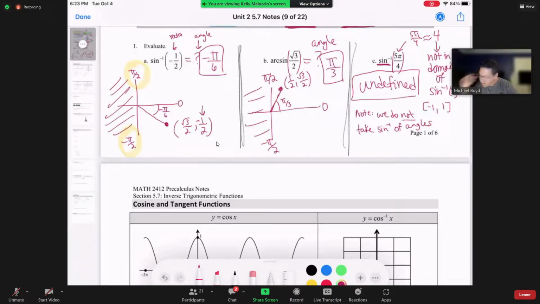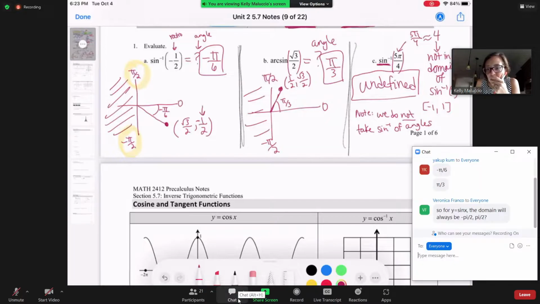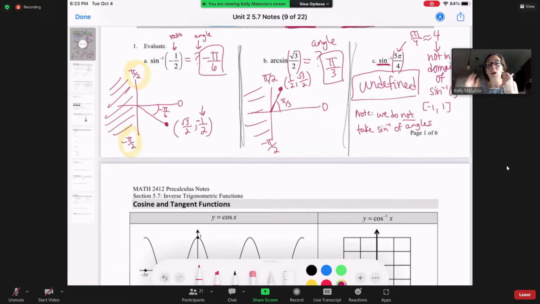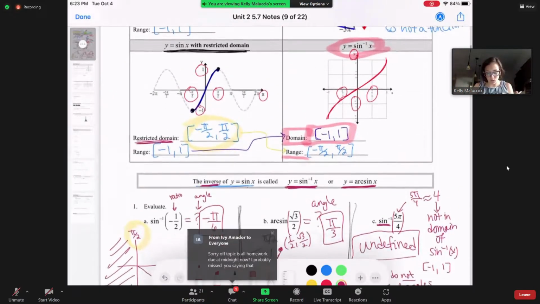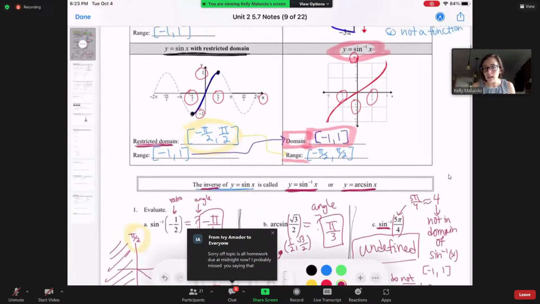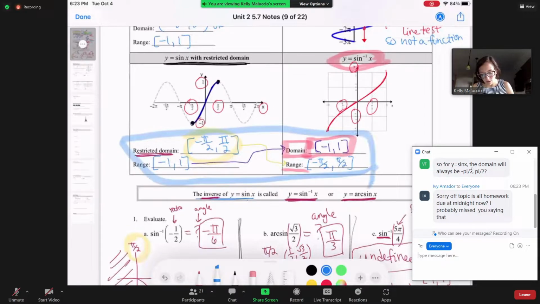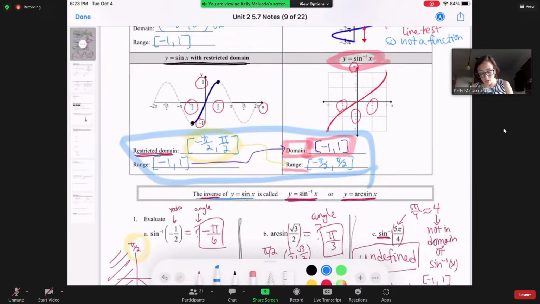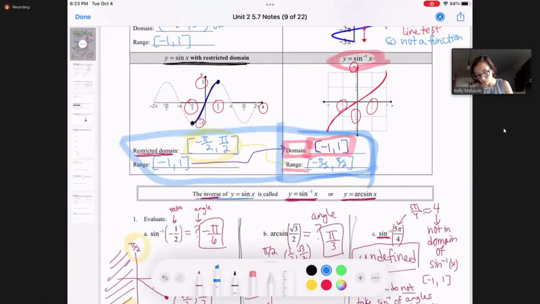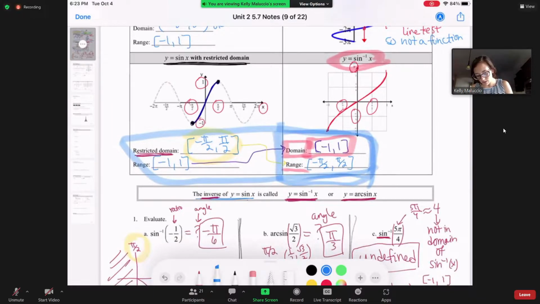Sorry, there's a question. For y equals sine x, the domain will always be -π/2. Yeah, this is a good question, Veronica. Unless I say otherwise or the book says otherwise, we're going to assume that of inverse sine, the domain and range is this. It's related to these, right?